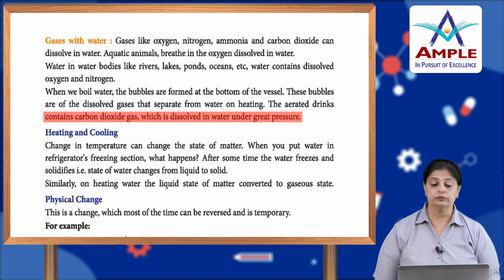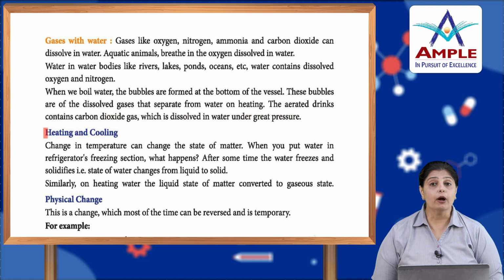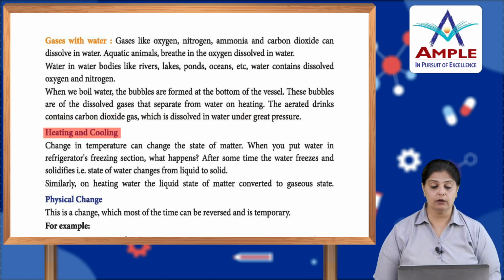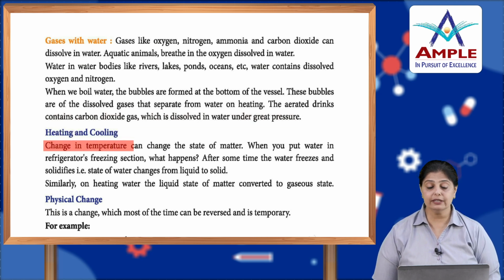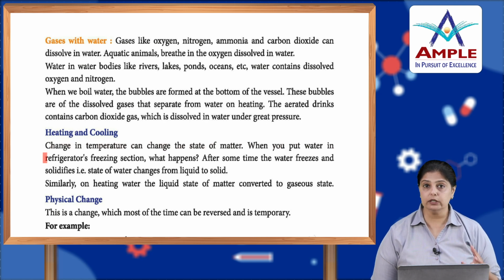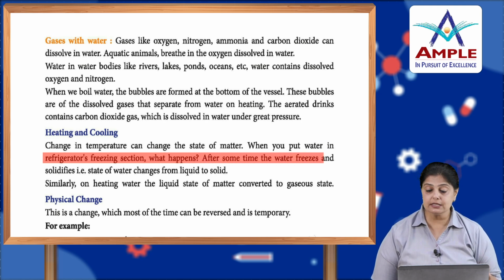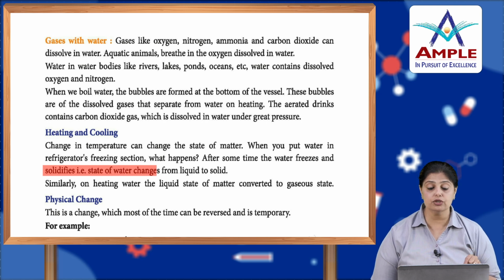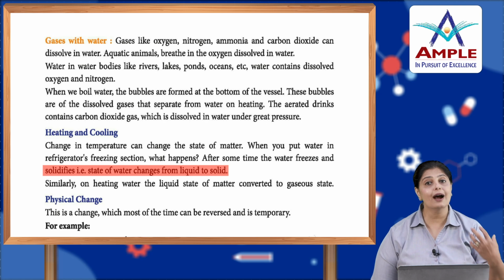So, let us talk about the heating and cooling process now. Change in temperature can change the state of matter. When you put water in the refrigerator freezing section, that is the freezer, what happens? After some time the water freezes and solidifies, that is, the state of water changes from liquid to solid. Water to ice, ice is solid.